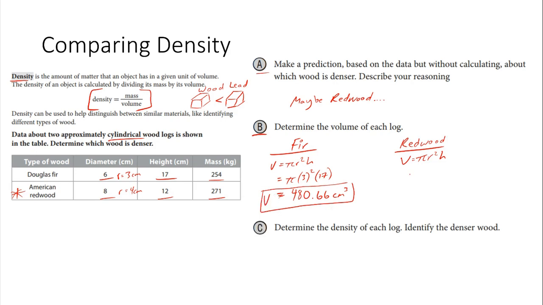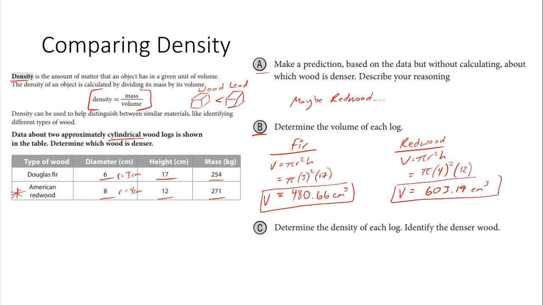All right, redwood. So again, our radius here was 4 centimeters, so we square that. Our height was 12 centimeters. 4 squared is 16, so 16 times your height, which is 12, then times pi, and you get 603.185. So I'll just round that up to 603.19 cubic centimeters.